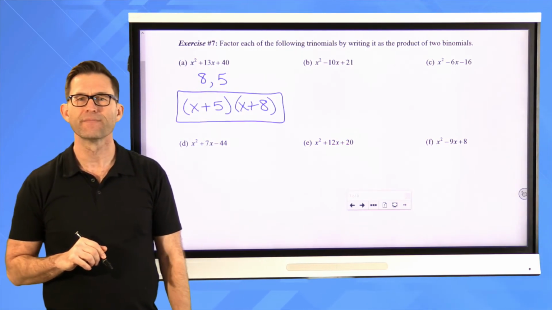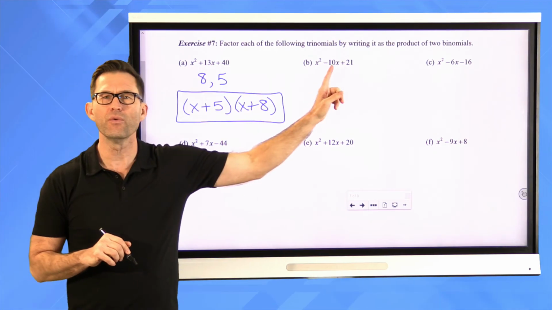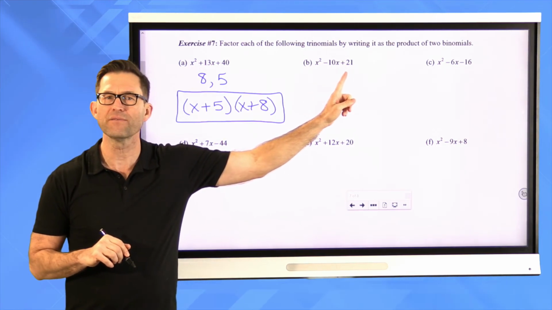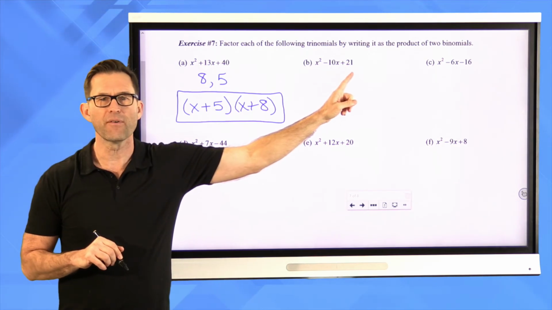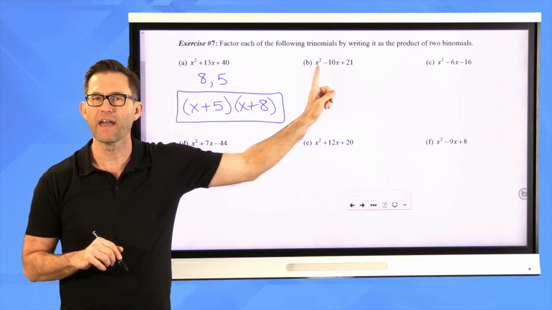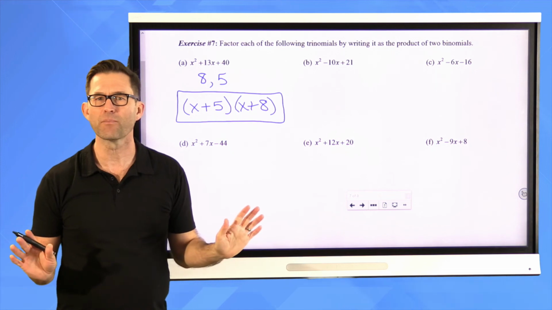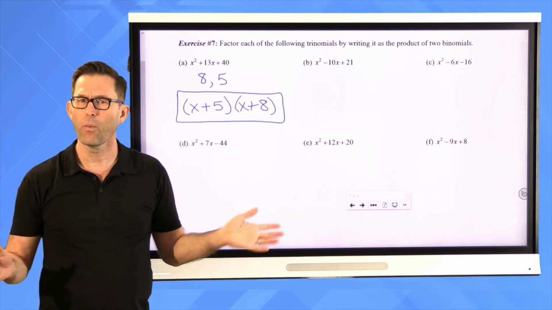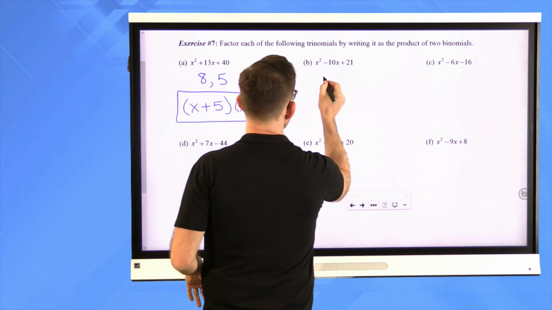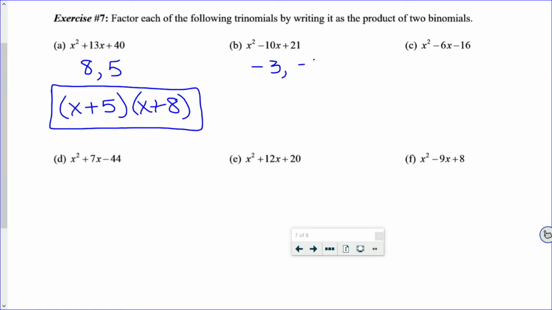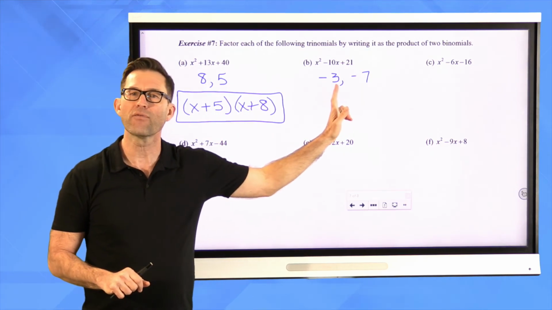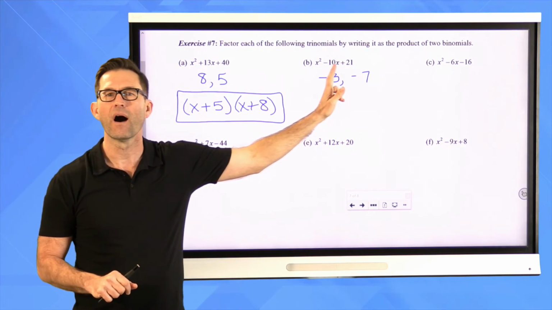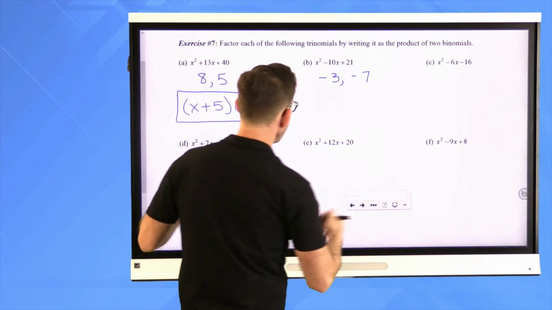All right. Now letter B, I'm looking for two numbers that have a product of positive 21 but a sum of negative 10. Now, as soon as they have a positive product and a negative sum, it tells me both numbers must be negative. And what two numbers are those? Well, those are negative 3 and negative 7. When I multiply negative 3 times negative 7, I get positive 21. And when I do negative 3 plus negative 7, I get negative 10.